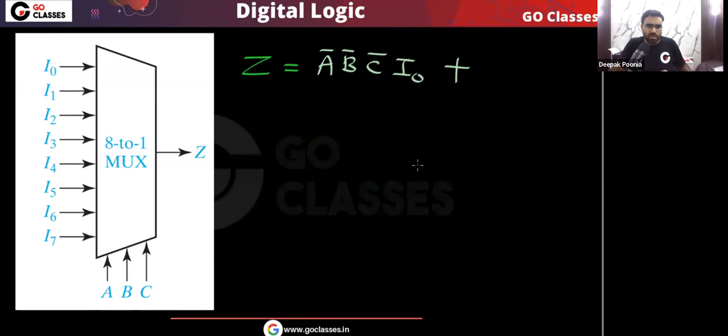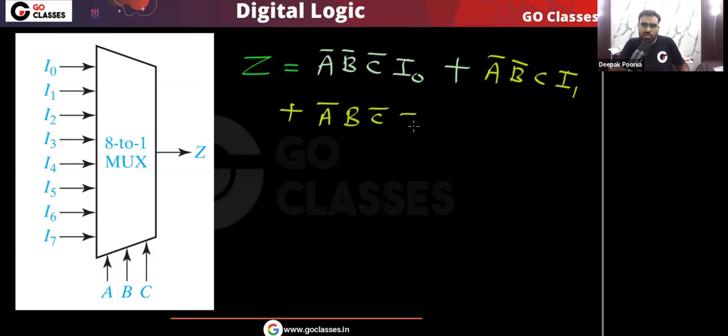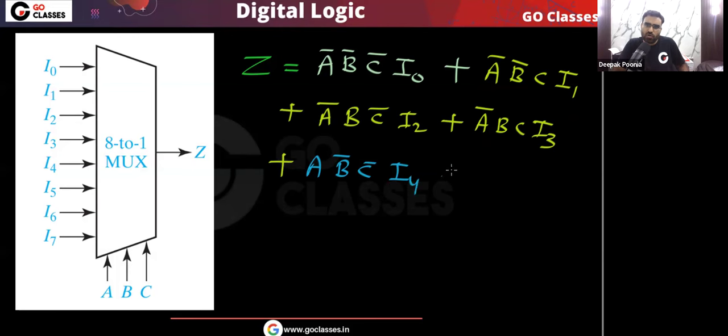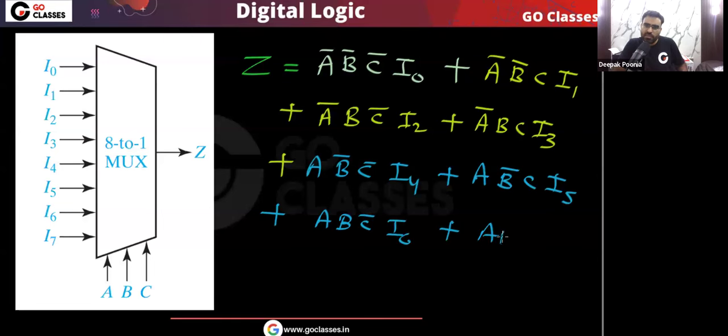Or when A0, B0, C1 means A bar, B bar, C, then you can see output is same as I1. Or when A0 means A bar, B1 and C0, then you can easily see output is I2. And you can see when A0, B is 1, C is 1, then output is I3. Or next you can see, when A is 1, B is 0, C is 0, then output is I4. When A is 1, B is 0, C is 1, then output is I5. When A is 1, B is 1, C is 0, then output is I6. And when A, B, C all are 1, 1, 1, then you can see output is I7.